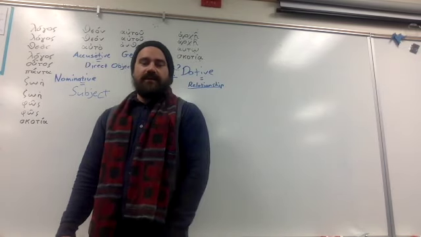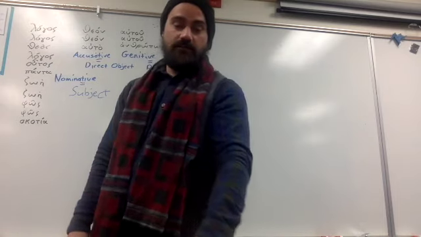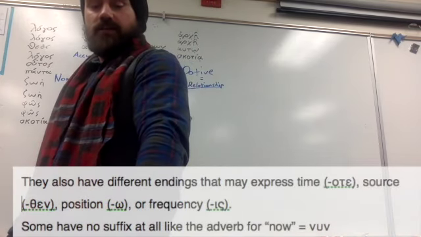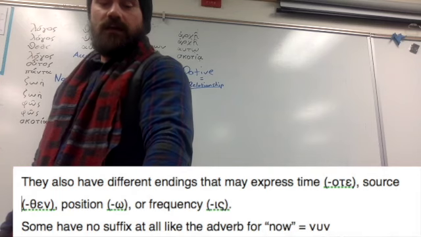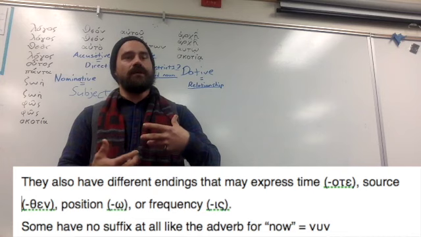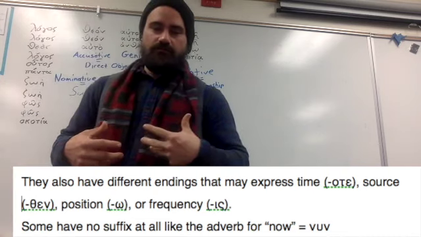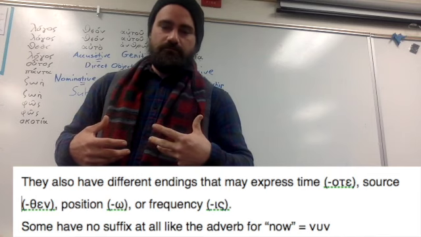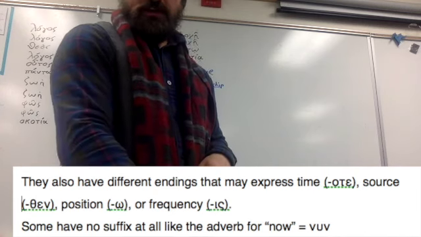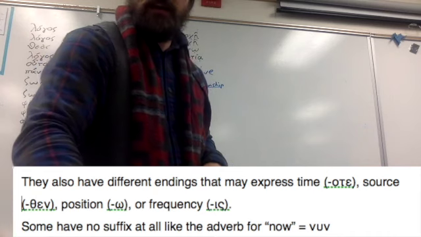They also have a different set of endings that express time, source, position, and frequency. So if you look at them there, ote, omicron, tau, epsilon, if that's appended to an adjective, it's telling you a time reference. And there's a few different ones, and then source, position, and frequency. And there are some Greek examples of adjectives turned into adverbs in that little chart there.